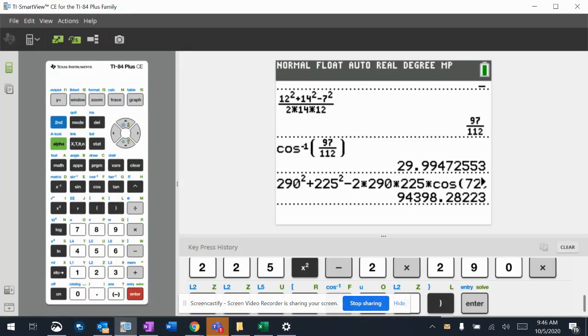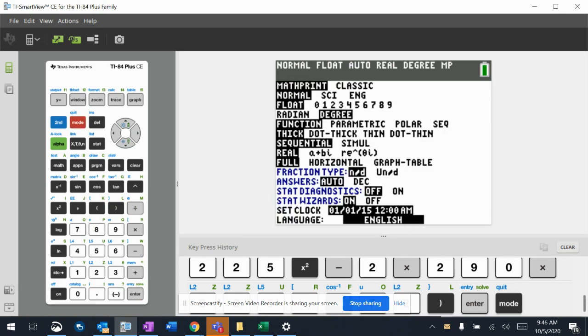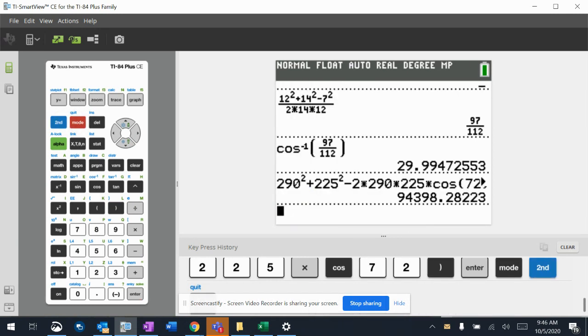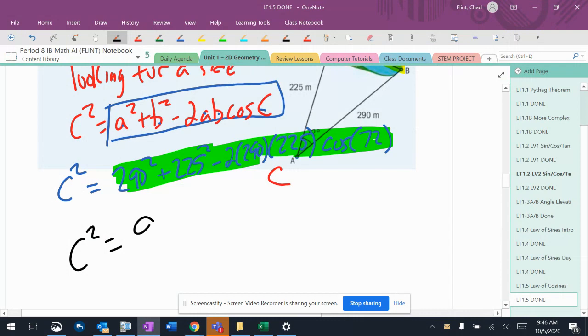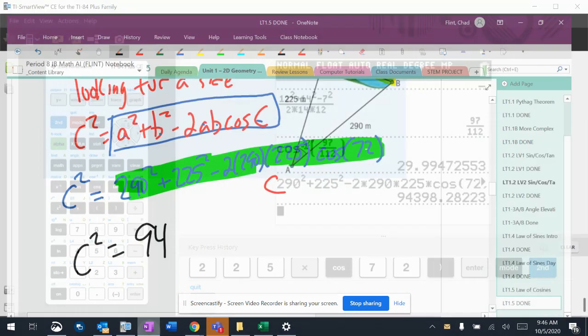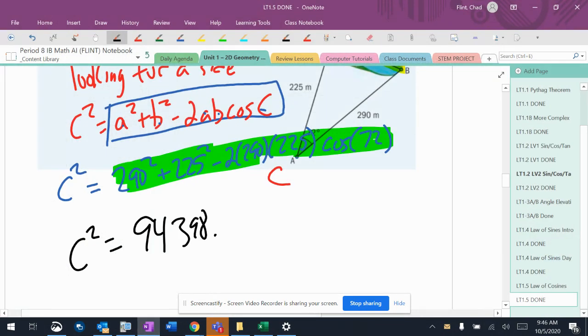I didn't check my mode, so I'm going to do that right now. I'm good there with my mode. All right, so 94398.282. Now, that's not how long the lake is.